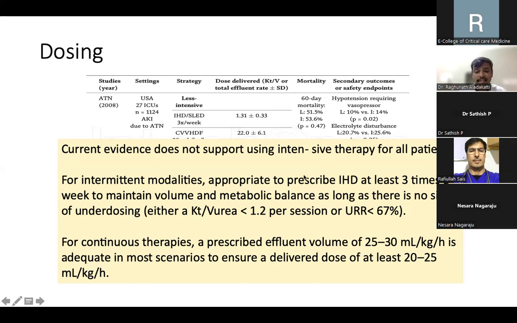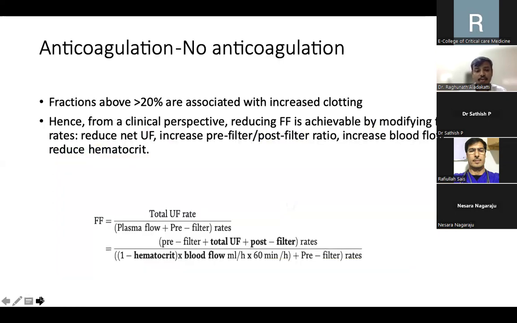For hemodialysis, the dosing will be Kt/V urea of 1.2, or urea reduction ratio of 67%, or you can use IHD at least 3 times a week. That is the intermittent hemodialysis dosing part. So these are the three dosing parts you should know.